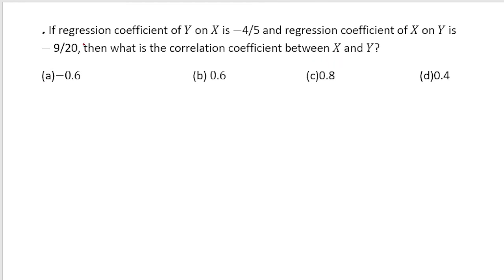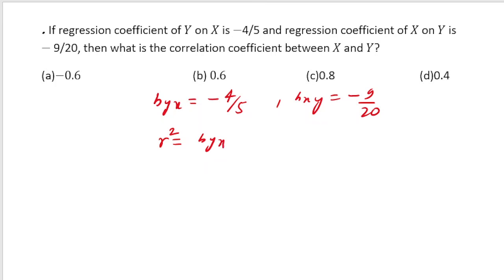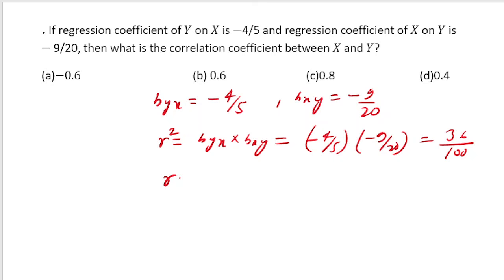Question number 3, if the regression coefficient of y on x, means byx, is equal to -4/5, and regression coefficient of x on y, that is bxy, is equal to -9/20, then what is the correlation coefficient? Correlation coefficient r square is given by what? Byx into bxy. So byx is -4/5 into -9/20, so it is equal to 36/100. So what is r? R is 6/10, right?